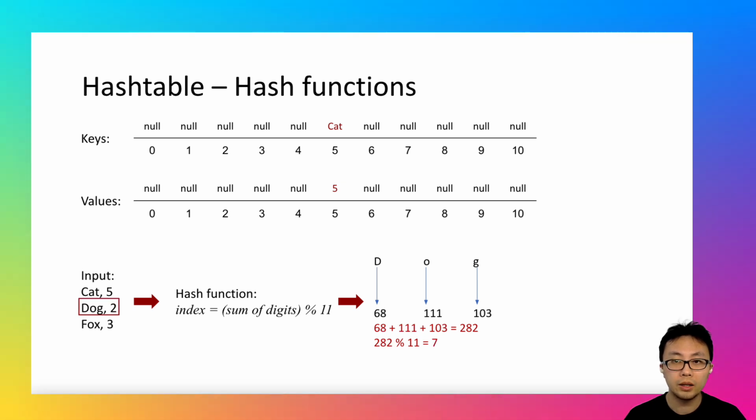Next, you will move to the next pair of data, which has the key as dog and the value as 2. When you use the same hash function to compute the corresponding index of the key, you will get 7 in the end. So you will store this pair of data at the index of 7, like this. Next, you will move to the last pair of data, in which the key is fox and the value is 4. When you use the same hash function to compute the corresponding index of the key, you will get 4 in the end. So you will store this pair of data at index 4, like this.